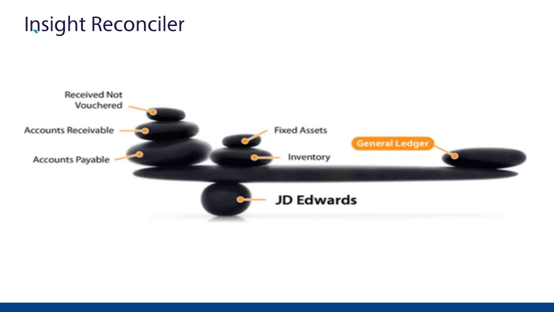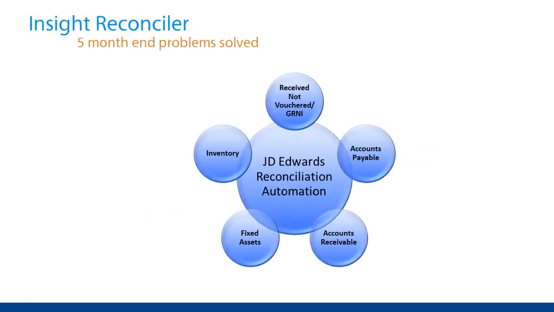Okay, let's move on to Reconciler. So this is a big part of Insight Unlimited. The Insight Reconciler takes 5 of your most common subsystems and asks, do they balance to the general ledger? But it does it in a much smarter, easier to use, intuitive way than reports or copying data into spreadsheets.